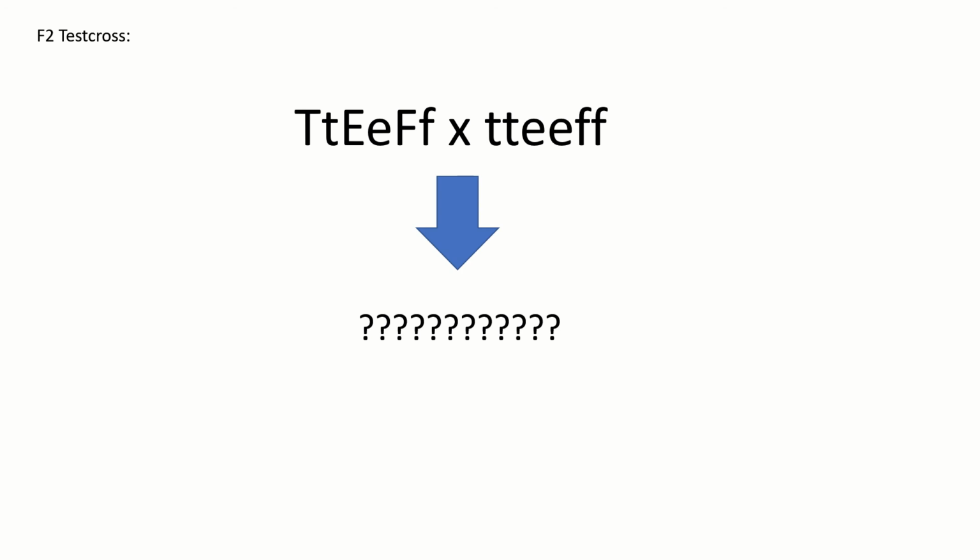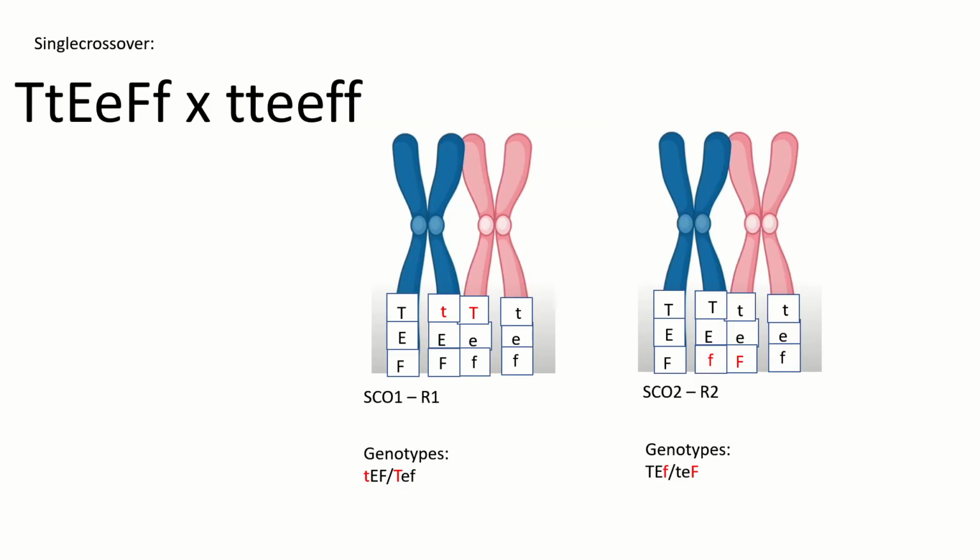Next, we will perform a test cross by crossing our heterozygous offspring with a homozygous recessive offspring. The reason why we do this is to find the potential probability values for the different phenotypes and genotypes of our offspring, taking into account crossovers.